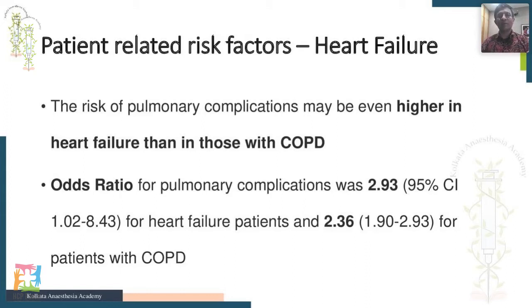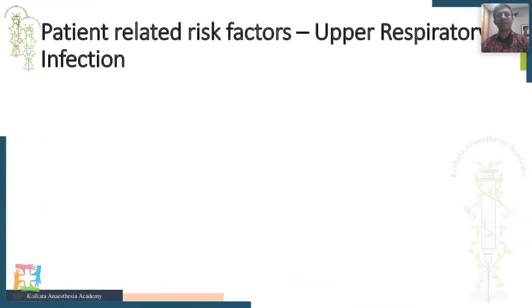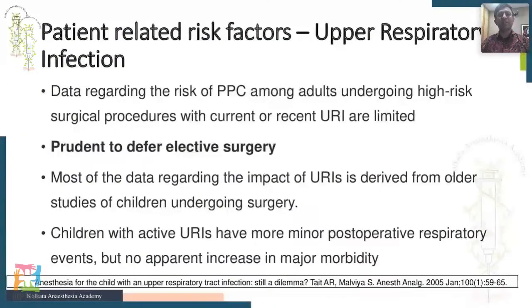While I talked about COPD, I mentioned this, and I'm mentioning it again. The odds ratio for pulmonary complications from heart failure is 2.9, whereas from COPD, it is 2.3. So be aware of heart failure. Keep it in mind.